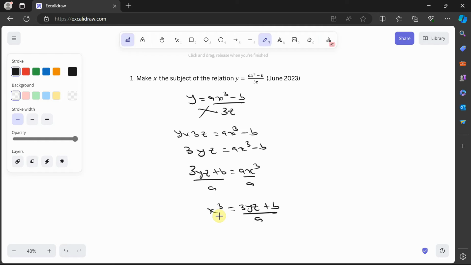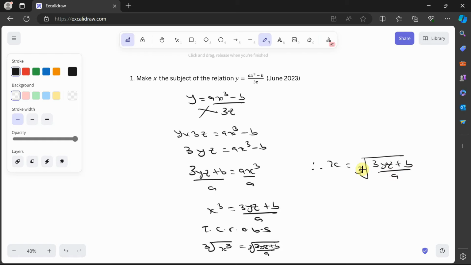We want to make x stand alone, so I'll take the cube roots of both sides, right? That will be cube roots of x cubed is equal to cube roots of 3yz plus b all over a. So by the time I find the cube root of x cubed, that will give me x is equal to the cube root of 3yz plus b all over a. That could also be represented as 3yz plus b all over a raised to the power of what? 1 over 3. Great. So any of these two representations should be our answer.